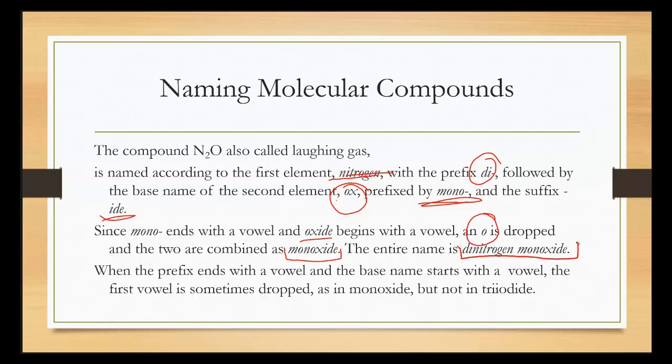When the prefix ends in a vowel and the base name starts with a vowel, the first vowel is sometimes dropped. Note the word sometimes, as in monoxide. However, for instance, triiodide, both I's are left in there.